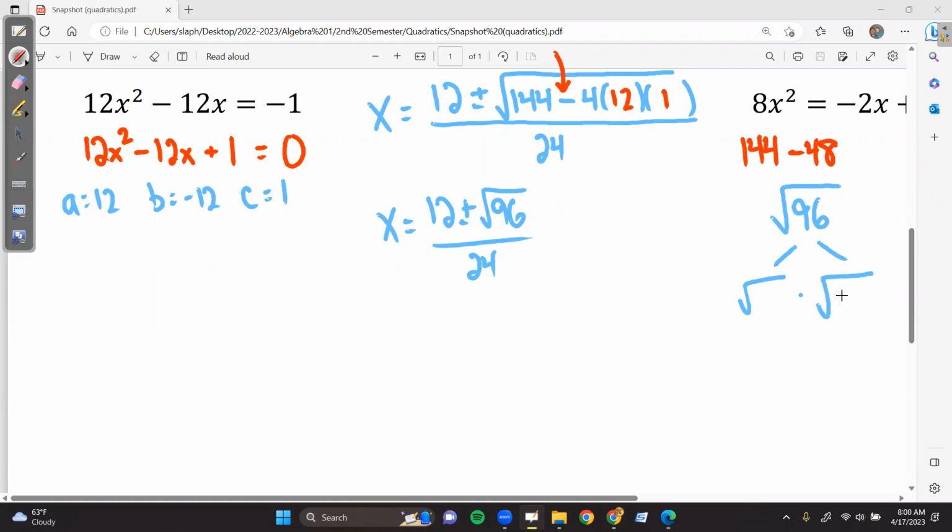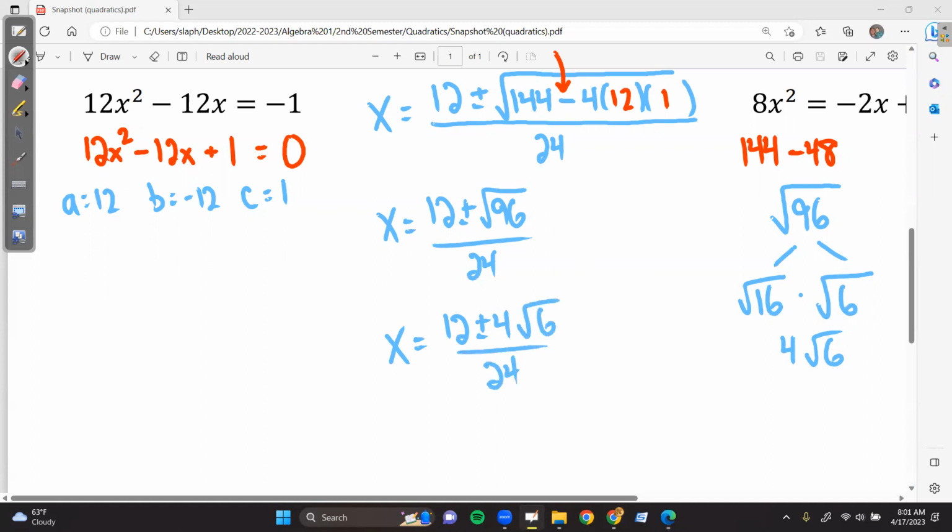What makes 96? Right. And there is another combination, but it's no good. Right. So thank you for not picking the bad one. The good one is 16 times 6, which becomes 4 root 6. So at this point, you go into the problem and you swap out the root of 96 with its acceptable version, like this. So you put in the 4 root 6 where it used to be.